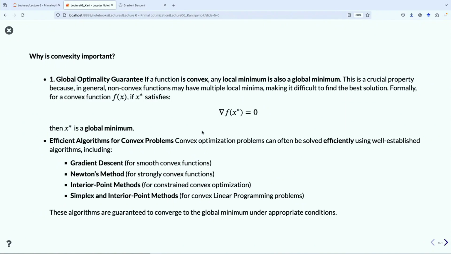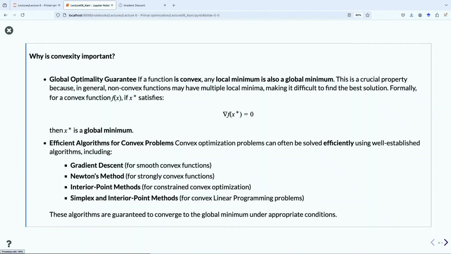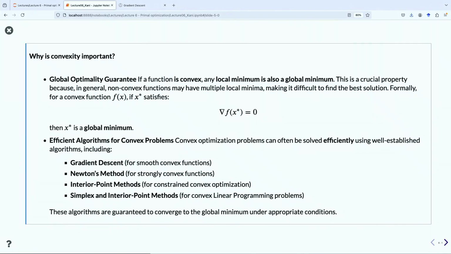Okay. So why is convexity important? And I alluded to this. This is actually just a smattering of importance. There are a lot more reasons why convexity is important besides these. But you have what's known as the global optimality guarantee. If a function is convex, then any local minimum is guaranteed to be a global minimum.